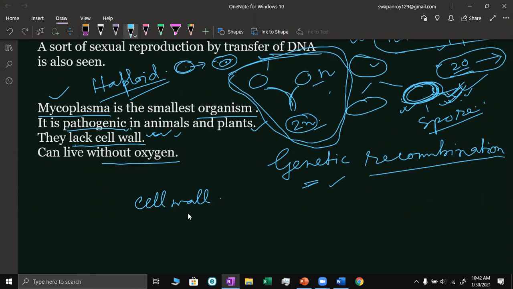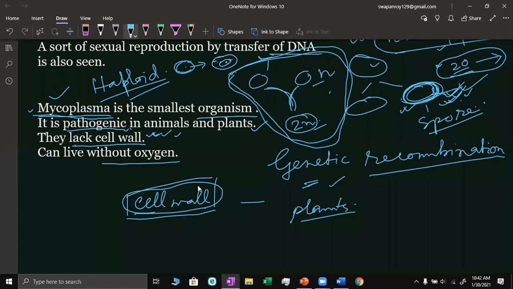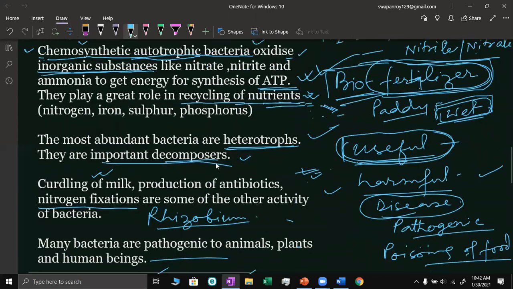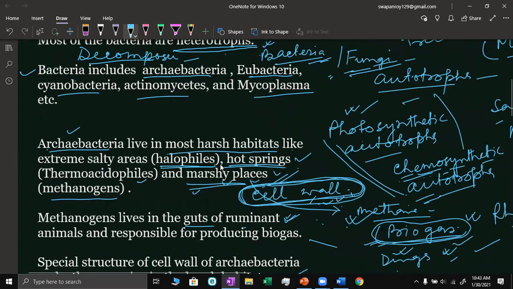Archaebacteria, true bacteria, and cyanobacteria all have a cell wall. If we compare with plants, then it is like a plant, because plant cells have a cell wall. Bacteria also have a cell wall. Cyanobacteria have a cell wall, but mycoplasma does not, which is a major character of animal cells. So mycoplasma is animal-like. In that way, we can say that the kingdom Monera is also a heterogeneous type.